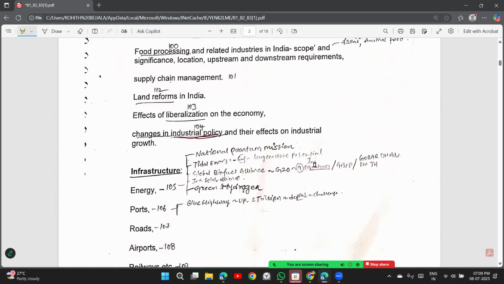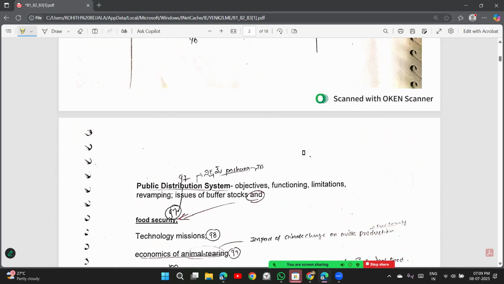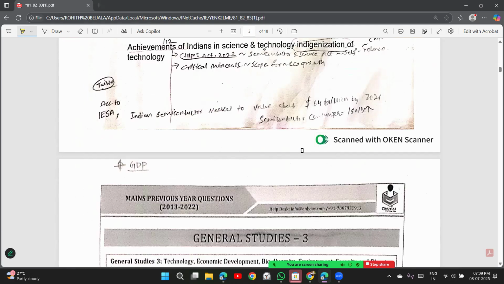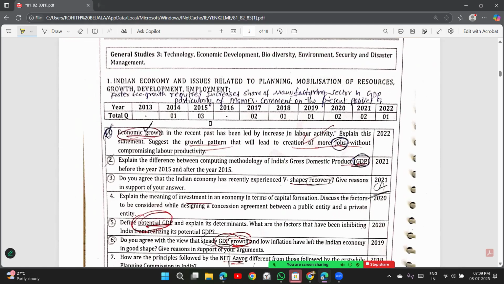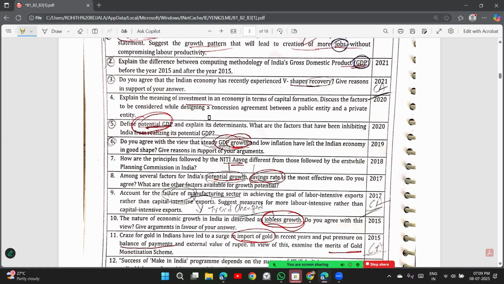Today we'll be dealing with the first three topics, I mean the keywords. We'll be seeing the previous years' questions from the topic. Economic growth is the next topic. GDP is the next topic. V-shaped recovery is the next topic. Potential GDP is the next topic. Here they're asking about definitions, so we'll be focusing on a particular keyword.